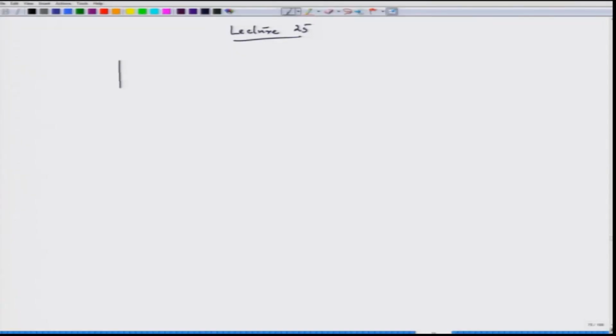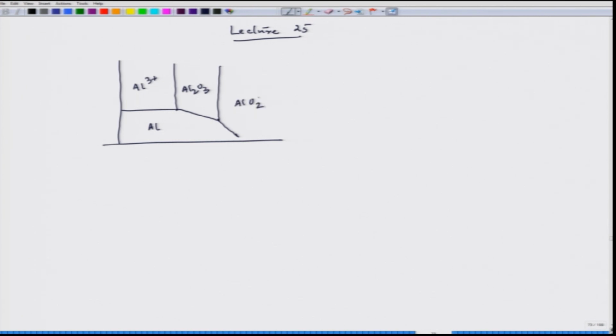The schematic phase diagram for aluminum would be this one, where this is Al plus 3, this is Al2O3, and then this becomes AlO2 minus, and this is potential axis, pH axis.